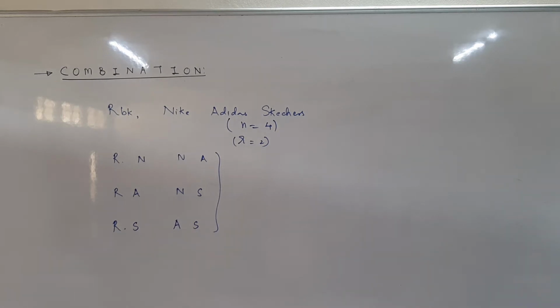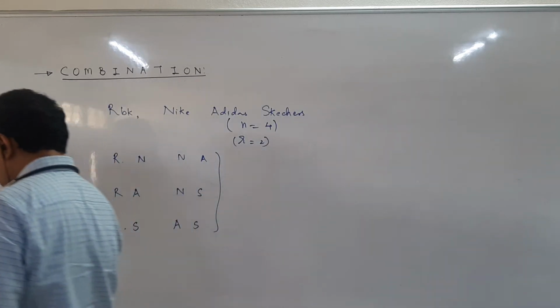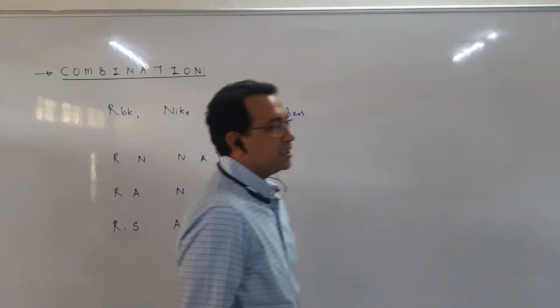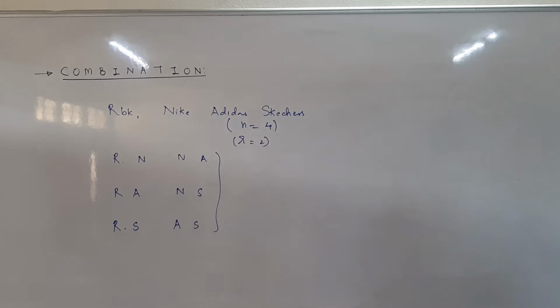Nike and Reebok or Reebok and Nike is the same. First you buy Reebok shoes and then you buy Nike shoes, or first you buy Nike shoes and then Reebok. Finally you are going to take those 2 pairs of shoes home. So the order in which you select is not important in combination. The order in which you select the items, students, is not important in combination.